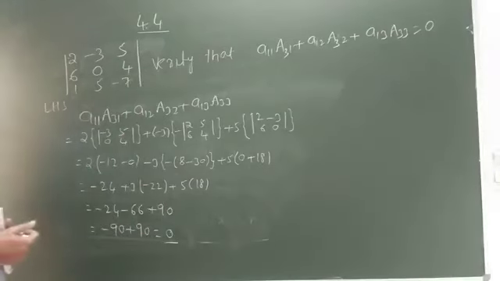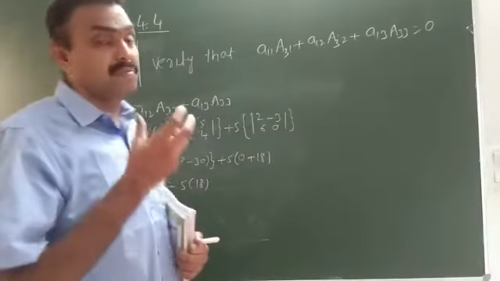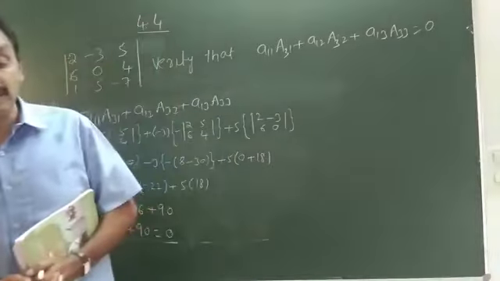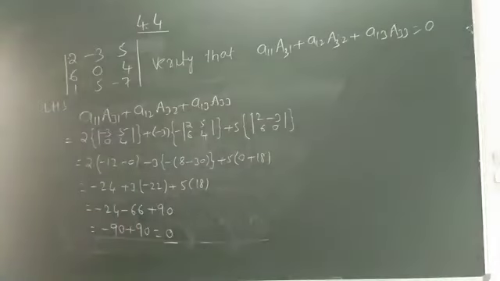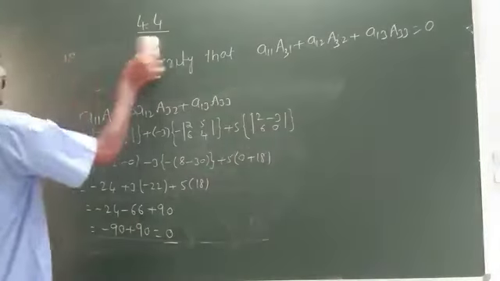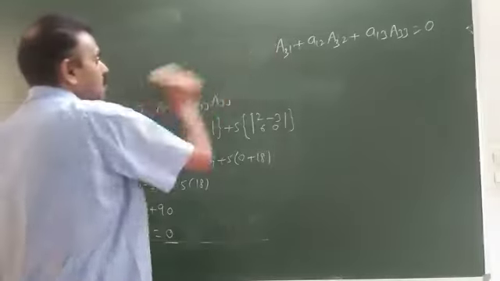Today we have solved 3 problems on the properties of minors and cofactors. I think you have understood these 3 problems. If you have understood, we have come to the end of exercise 4.4 now.